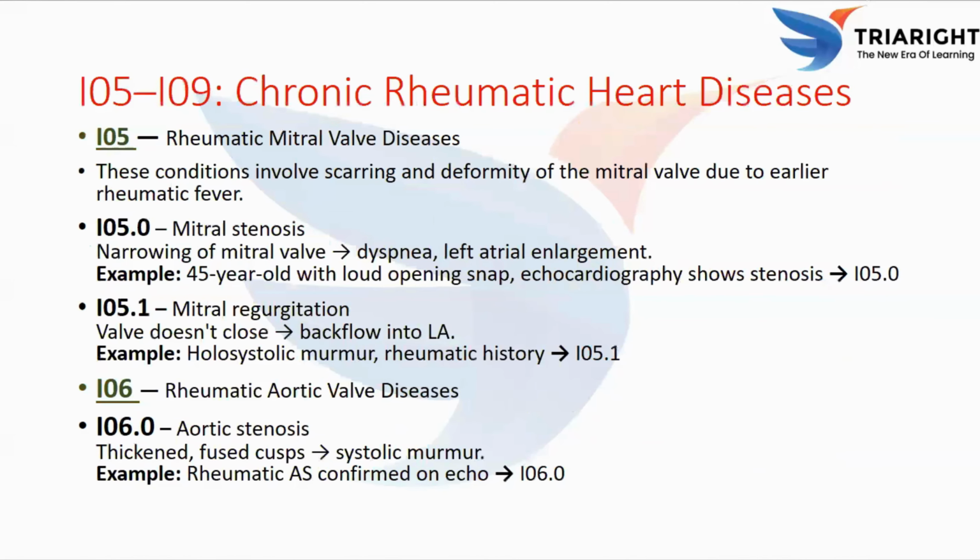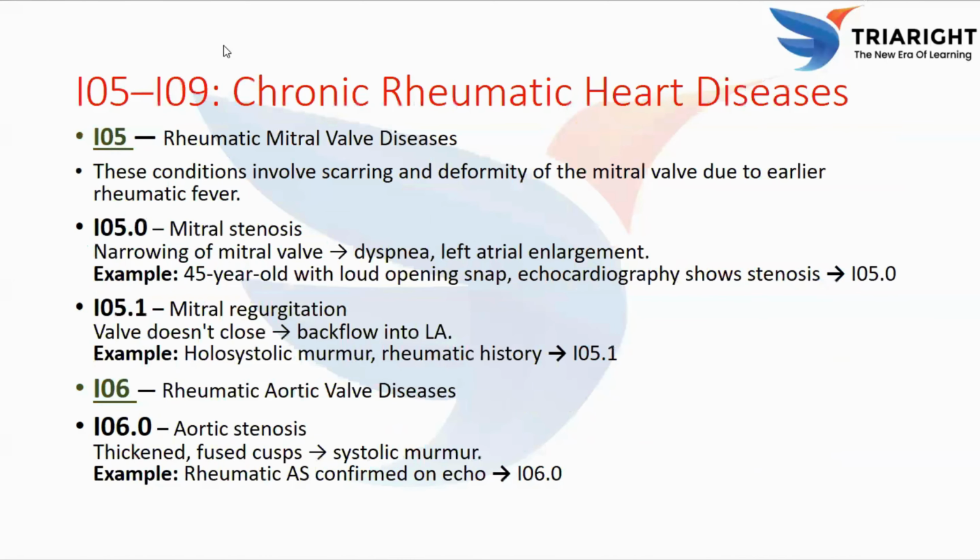And next, coming to the category codes I05 to I09. This range of ICD-10 describes the chronic rheumatic heart diseases. So what are the chronic rheumatic heart diseases? We will see in detail. Chronic means long term, right? These diseases are the long term complications of previous rheumatic fever. This leads to valvular scarring and deformity, which affects normal heart valve function.